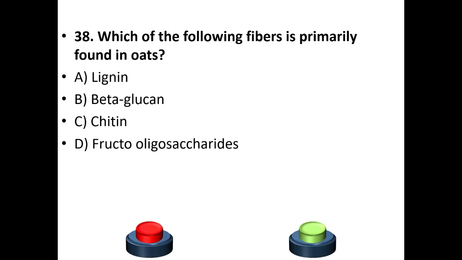38. Which of the following fibers is primarily found in oats? Lignin, beta-glucan, chitin, fructo-oligosaccharides. Which is the answer? Here the answer is B, beta-glucan.